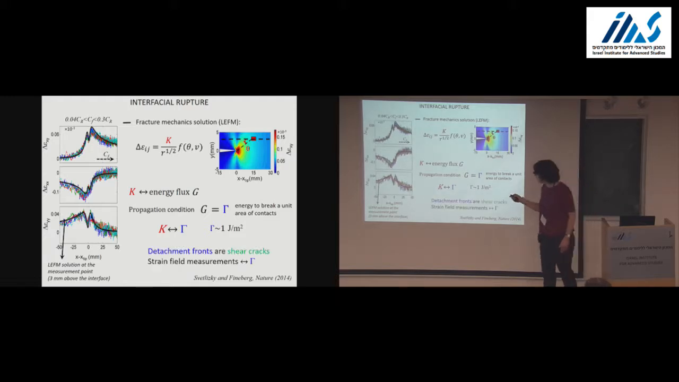Okay, then what we see here is that the detachment fronts are true shear cracks, and that by fitting the strain field measurement, we actually get a measurement of gamma, the interfacial fracture energy. These results are valid for dry friction. What about lubricated friction?